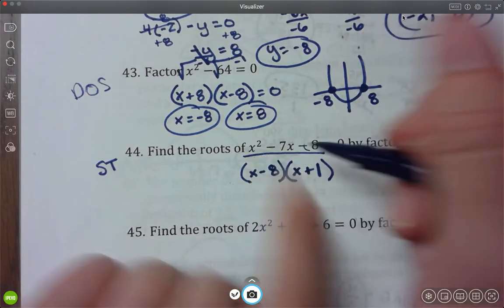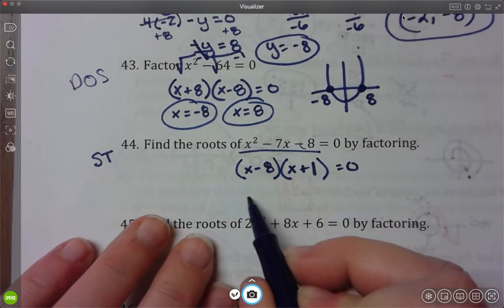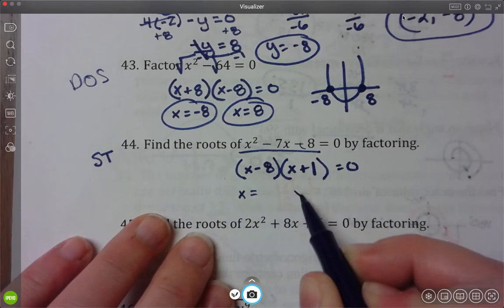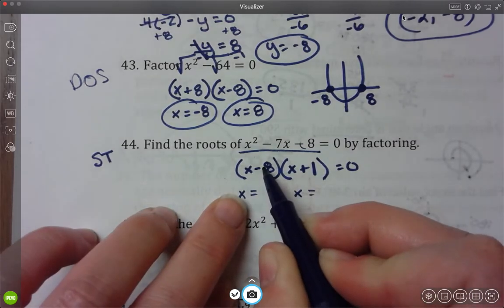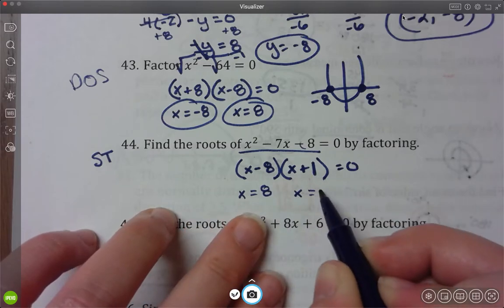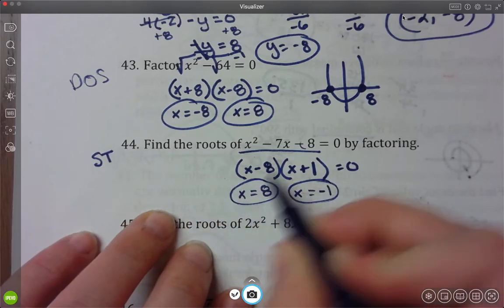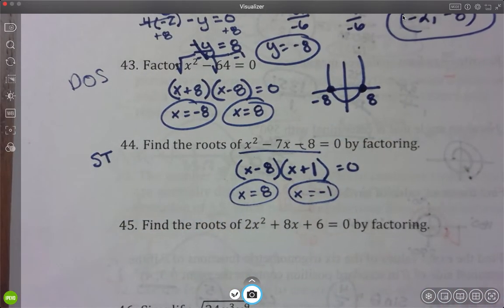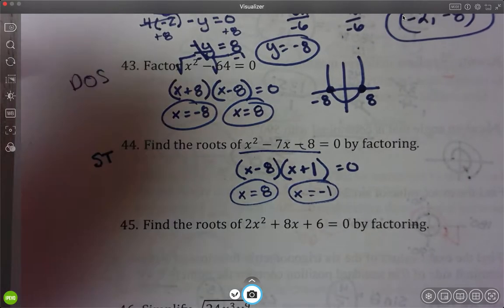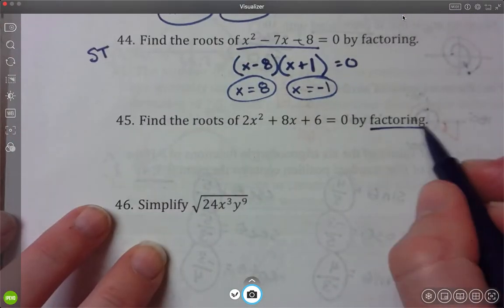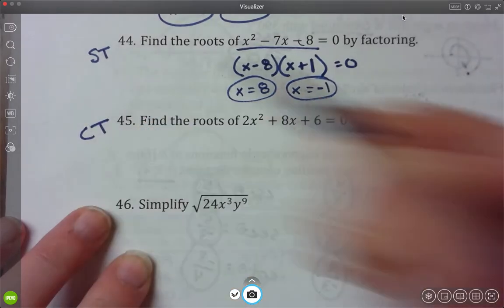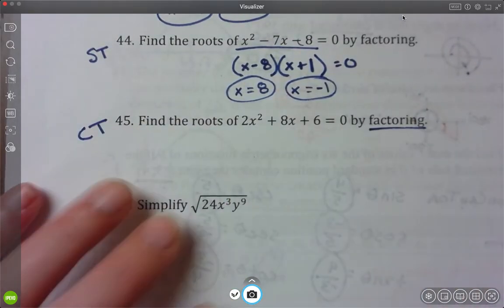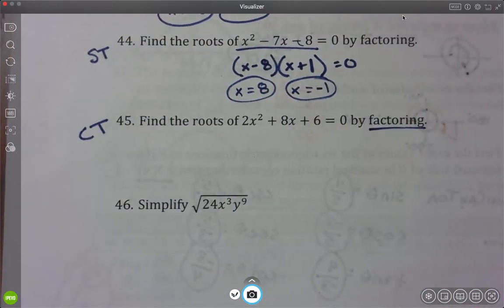Yes. So now if I set those both equal to 0, this guy, x will equal positive 8 and x will equal negative 1. And that's going to be these two places where they're going to touch. Okay? Right. 45 is the last factoring one. And this is a complex trinomial, okay, because he has a 2 and, well, kind of. Let's see. This is not really a complex trinomial.